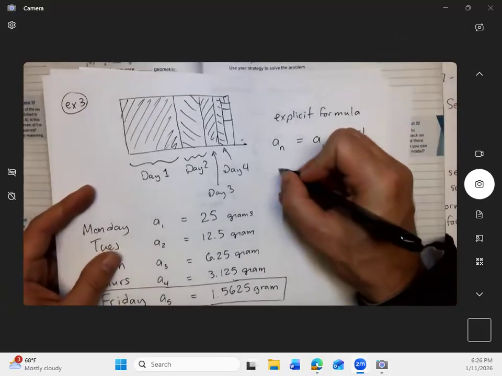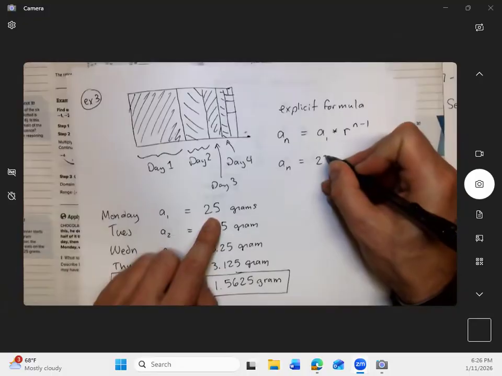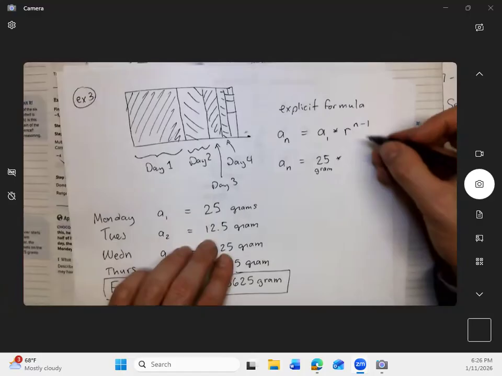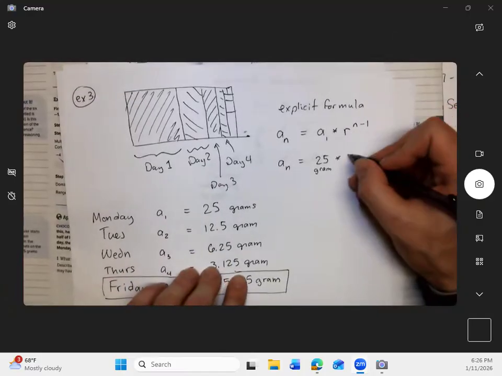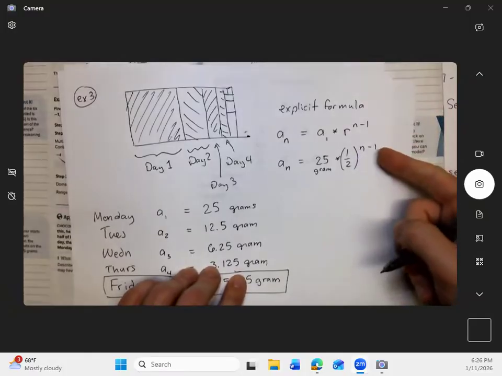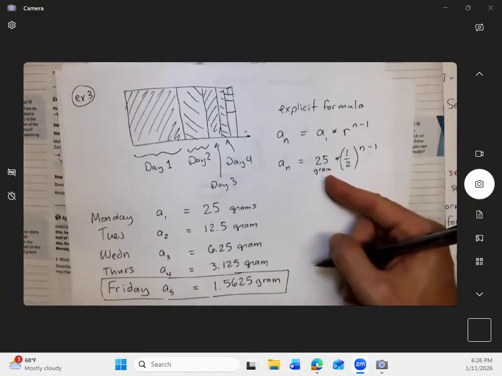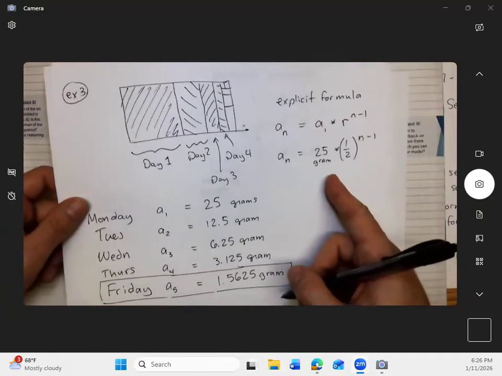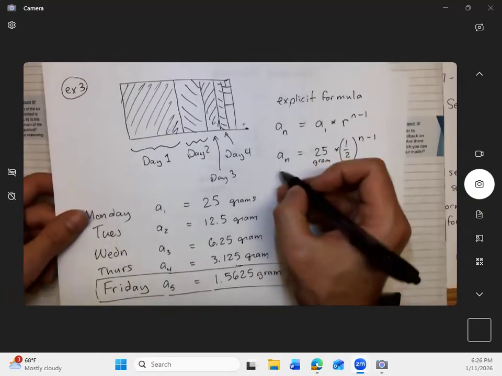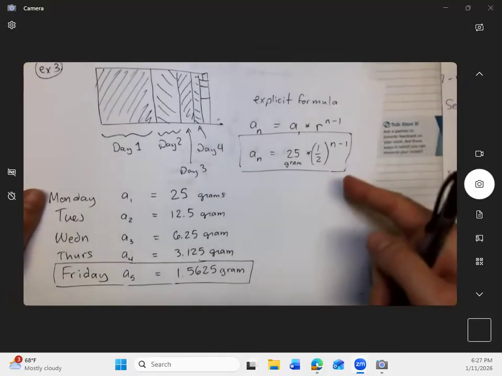So what he eats on the nth day, well, I know the first day was 25 grams. So I'll put that in for A1. And then times, this ratio keeps being half, half, half, half, half. So r is 1/2, and it's raised to the n minus 1. Why minus 1, by the way? Because this first term, if you were to translate this back into a proper linear equation, wouldn't be the y-intercept. It'd be wherever x is equal to 1. So it's kind of like the whole graph is shifted from our traditional equations. So this should be it.